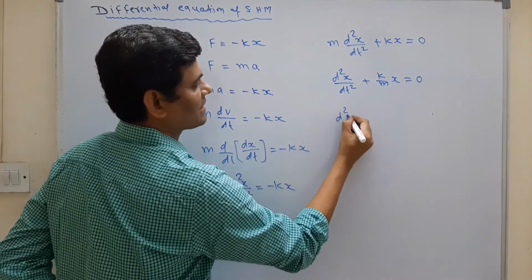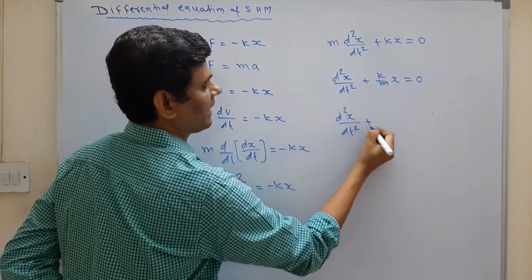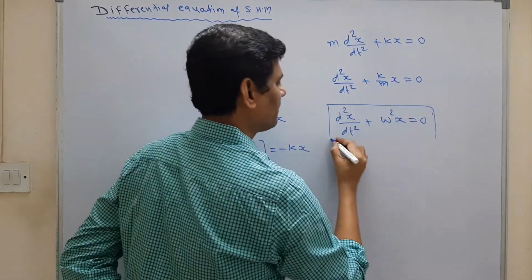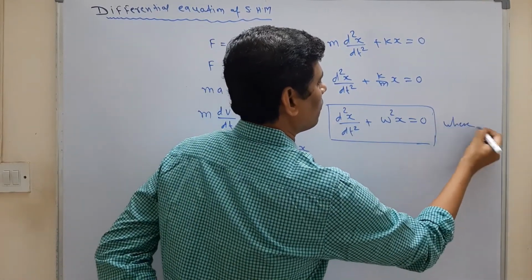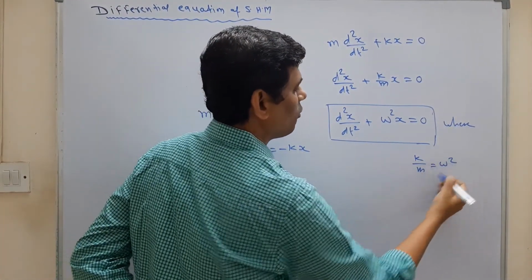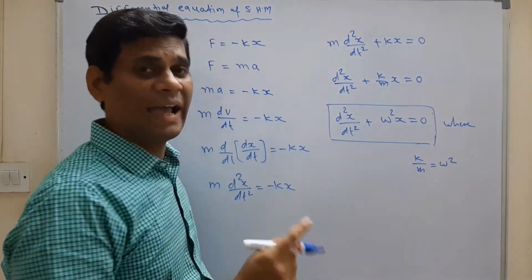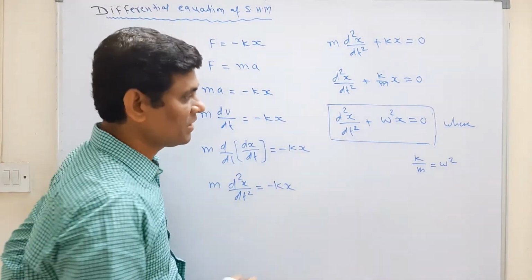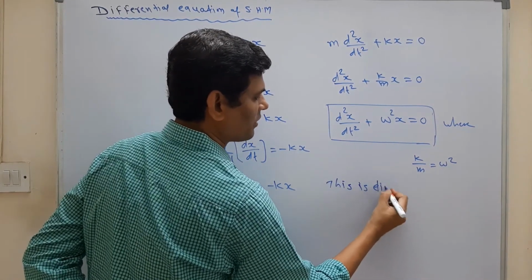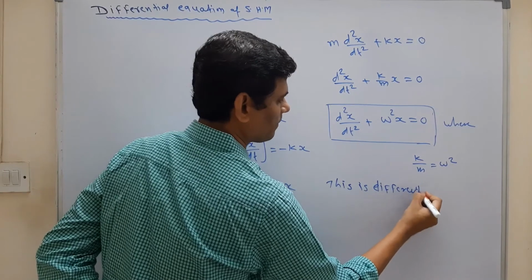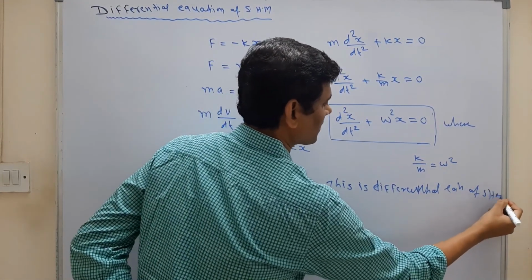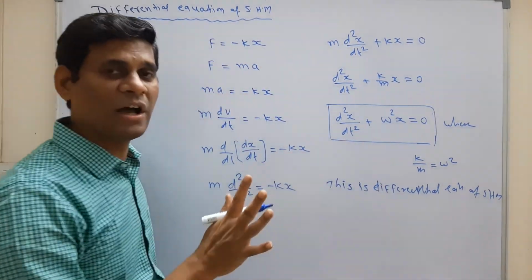I can replace this as d square x upon dt square plus omega square x equal to 0, where k by m is equal to omega square, and omega is the angular velocity. This equation is called the differential equation of S.H.M.